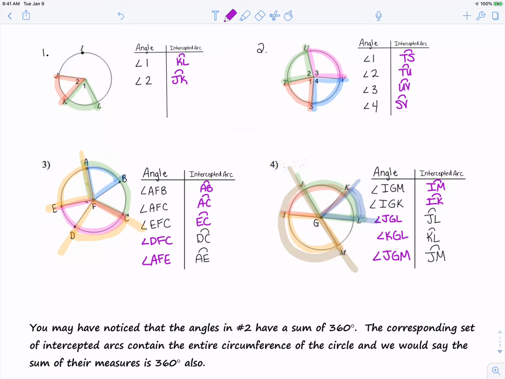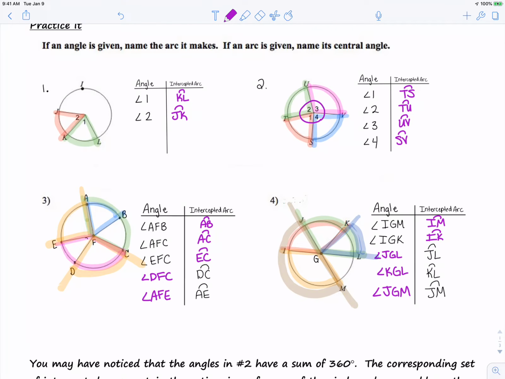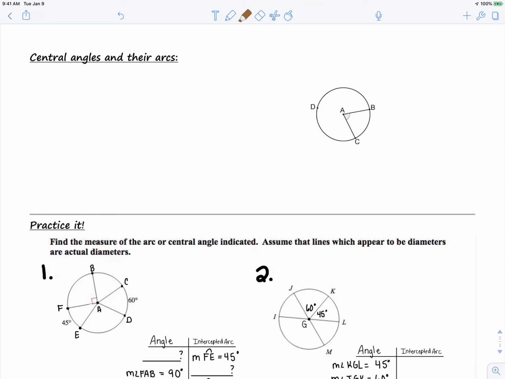Okay, you may have noticed that the angles in example 2 have a sum of 360. Why is that? Well, all those angles added together make one full revolution. Well, it turns out that the corresponding set of intercepted arcs also contains the entire circumference. So we would say the sum of their measures is 360 degrees also. So the sum of the measures of all of these arcs is 360 degrees.